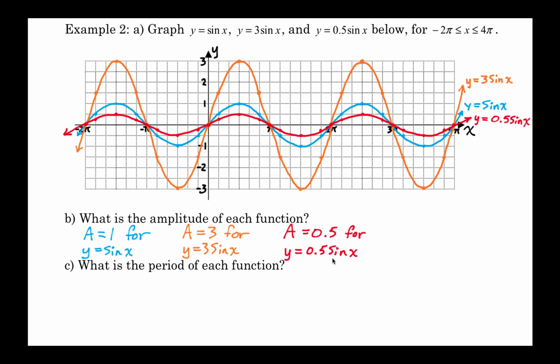Now the amplitude of 0.5 sine x, obviously same kind of idea. So maximum value 0.5, minimum value negative 0.5. So if you take the span of this vertically, which is 1, and divide it by 2, you get 0.5. So you also notice that the amplitude matches the coefficient in front of the function, right? The amplitude is 3. Yeah.